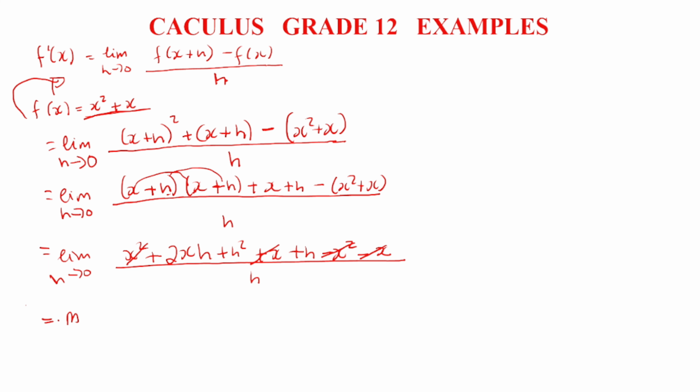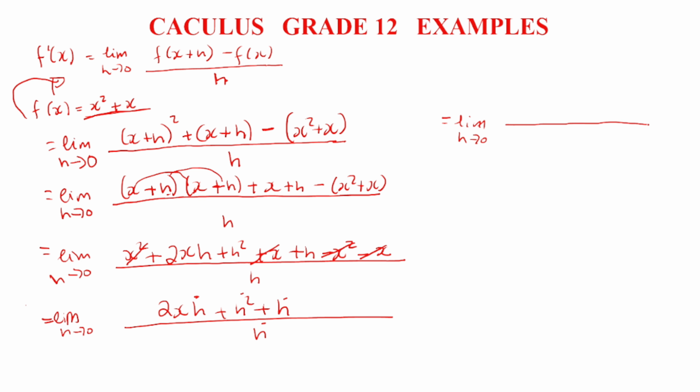Now let's come here. Lim, when h approaches 0, everything will be all over h. We are going to be left with 2xh plus h squared plus h. As you can see here, you've got h there, you've got h squared there, and then you also got h here, you also get another h here at the bottom. Therefore, we can take out the common factor. I'm just going to write here lim when h is approaching 0 because it has not approached 0 yet.